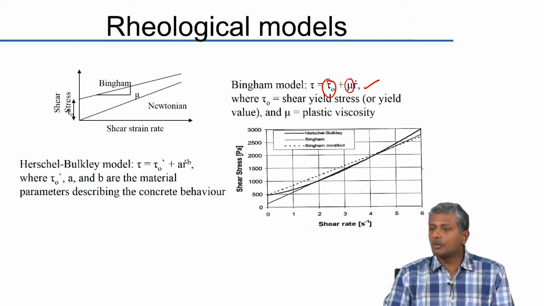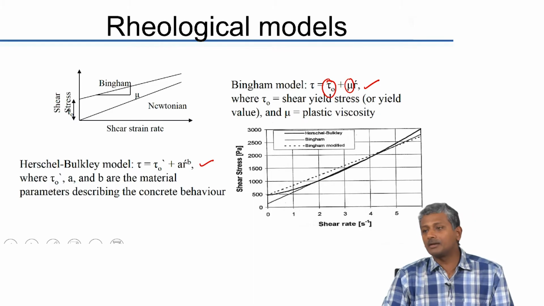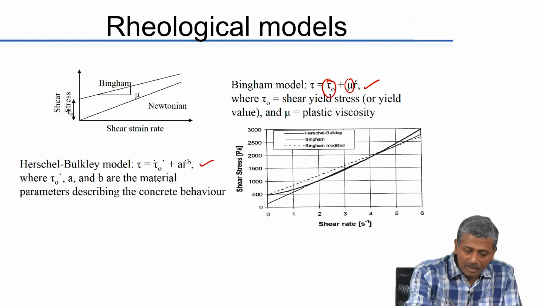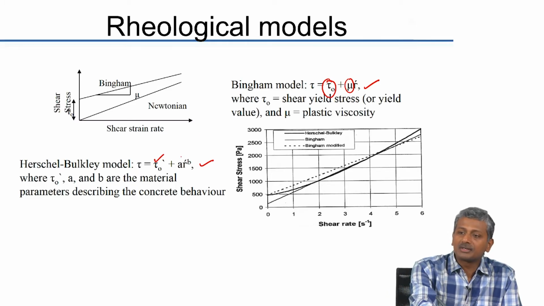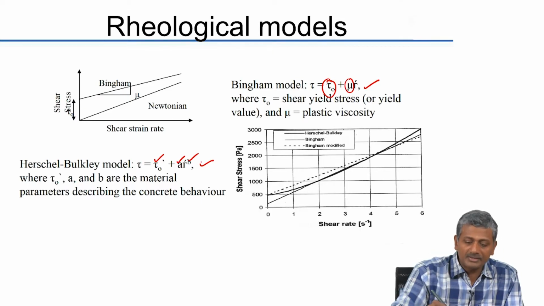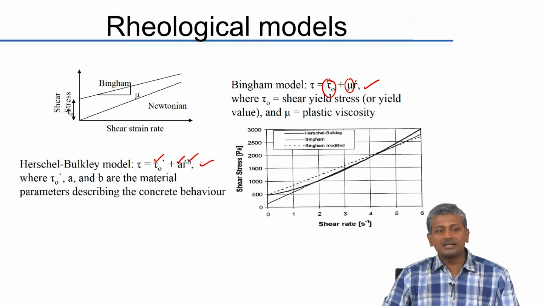Now, I was talking about other complicated models. This Herschel-Bulkley model is a little bit more complicated than the Bingham model, but the advantage of using the Herschel-Bulkley model is that you use three parameters, of course one of which is similar to the shear yield stress. So, then there are two parameters A and B. Okay. Now, the parameter B you can see is a power expression of the shear strain rate, or it is an exponent of the shear strain rate.